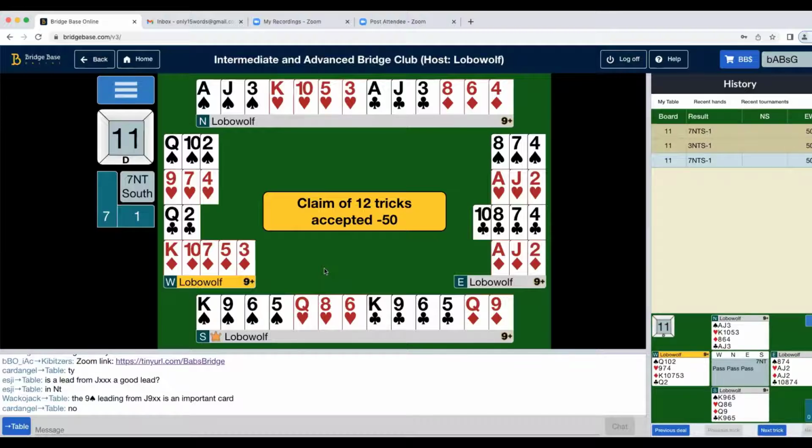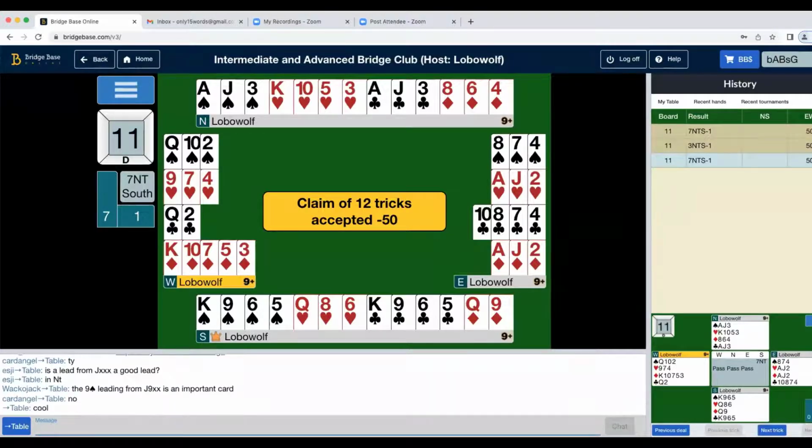So when you're West in this situation, you've got to play the queen the second time the suit is played. It's the only way that declarer has a choice of plays and might get it wrong.